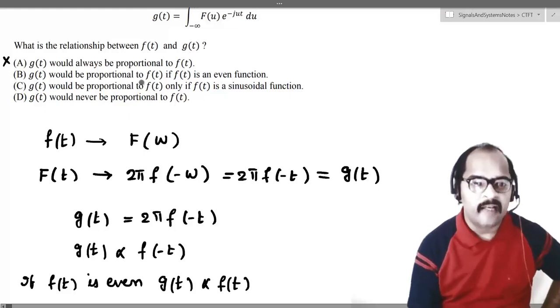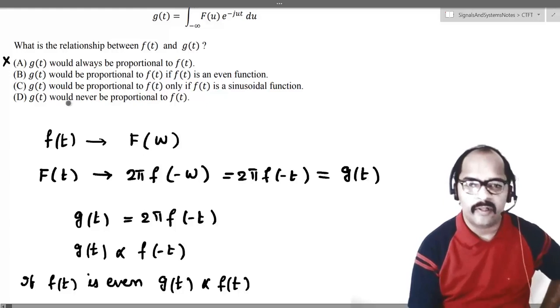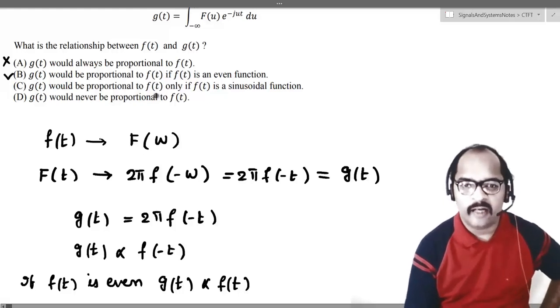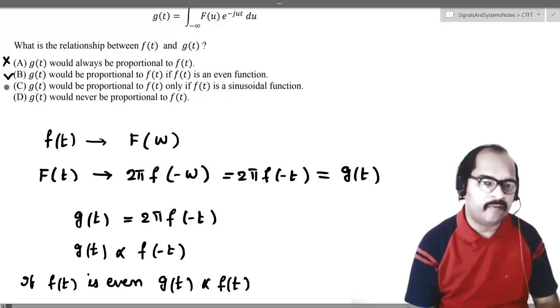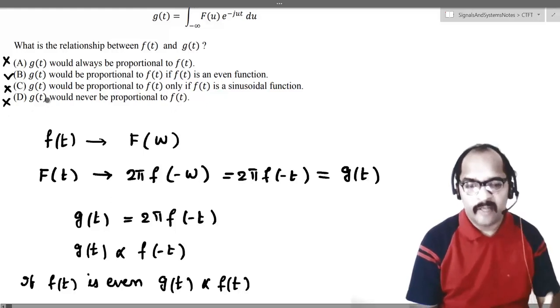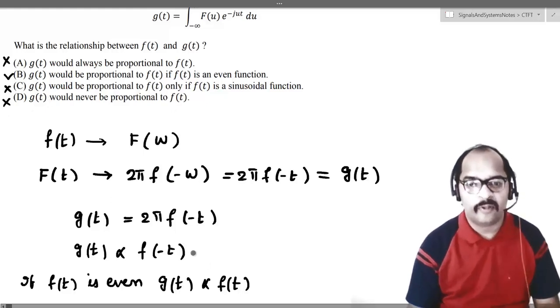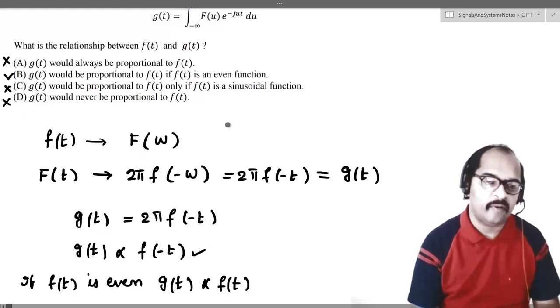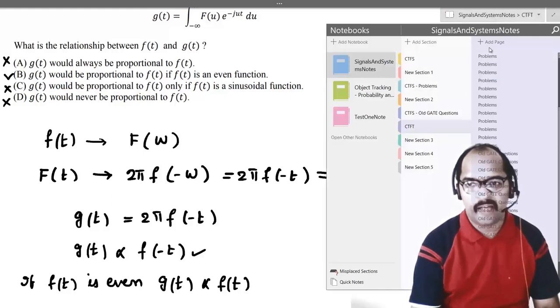So is that correct? g of t would be proportional to f of t if f of t is even. That is true. Next, g of t would be proportional to f of t only if f of t is sinusoidal. There is no rule that f of t should be sinusoidal, so this is not possible. And g of t would never be proportional to f of t. That is also not possible. Correct. Why did we get g of t to be proportional to f of t? Provided f of t is even, and hence the only choice is B. Okay, right.